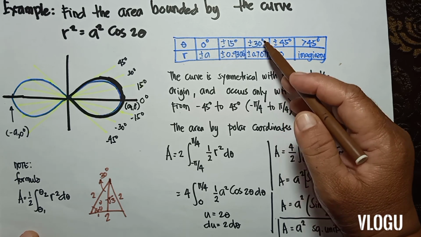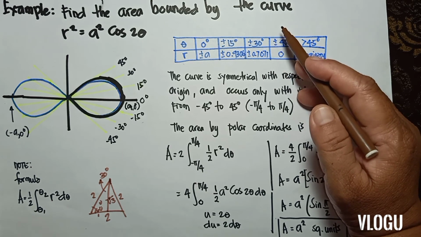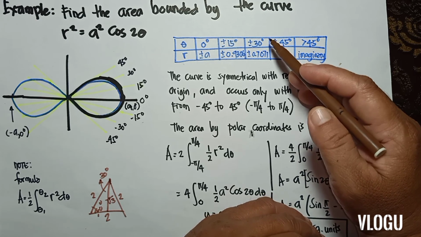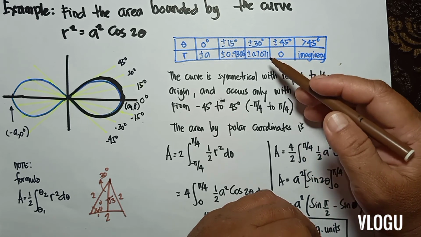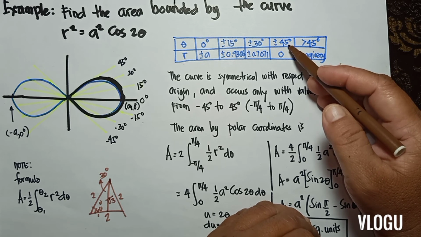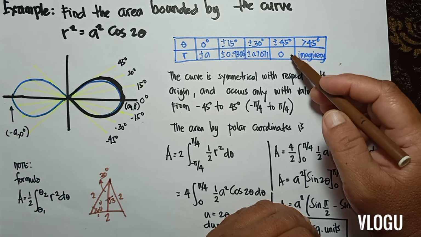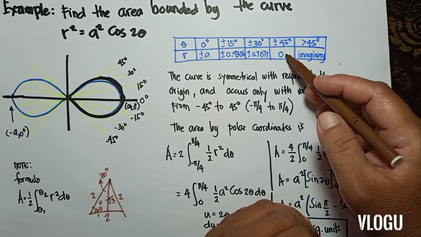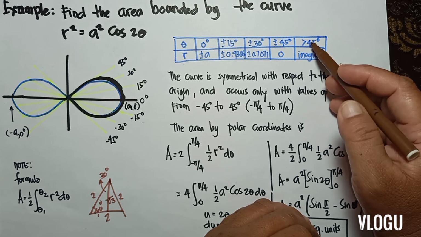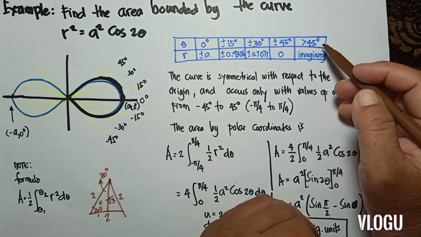So cosine 60, that is 1/2. So the square root of 1 over 2, you will have this answer. And then you will have 45 times 2, that is 90. Cosine 90, that is 0. So that's the reason you will have an answer of 0 here. So any values above 45 degrees, you will have an answer of negative, that is imaginary.